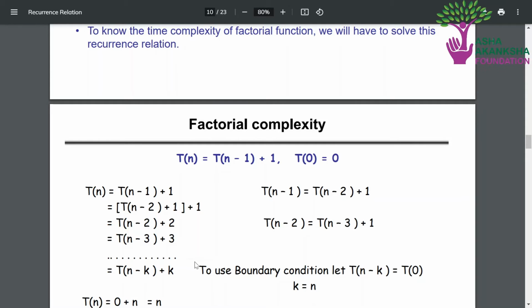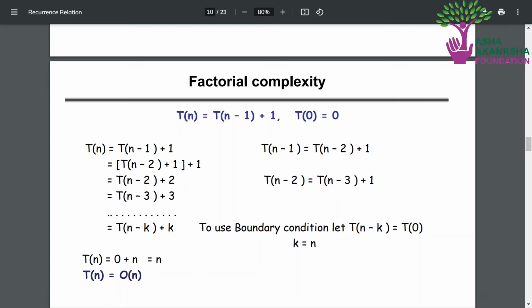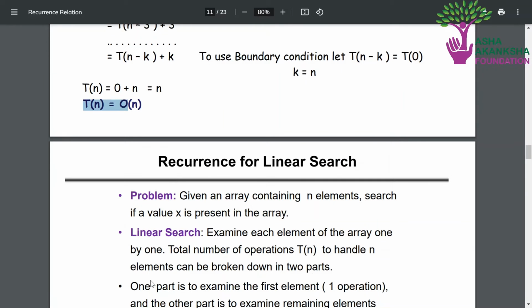Now we will use the boundary condition. Let's assume that T of n minus k is equal to T of 0, which means that n minus k should be equal to 0. That means n is equal to k. So if n is equal to k, it becomes T of 0, which we know is equal to 0, plus n, that is equal to n. So we can say that T of n is equal to order of n. That means the number of multiplications is in order of n. This is big O notation. We have discussed this also in previous lectures. You can refer to that if you have any doubts regarding big O notation.